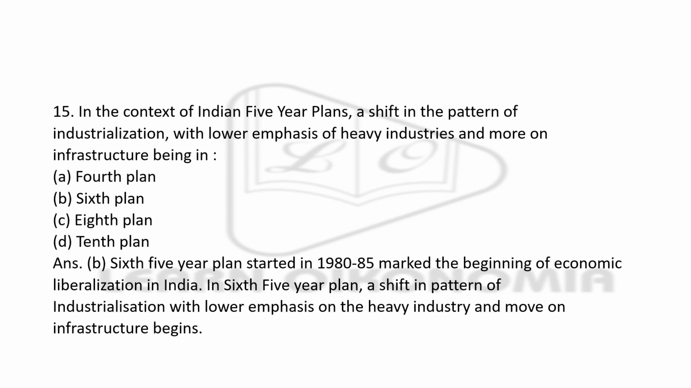4th plan, 6th plan, 8th plan, 10th plan. The right answer is the 6th plan. The 5-year plan which started from 1980 and lasted till 85 marked the beginning of economic liberalization in India. In the 6th plan, there was a shift in the pattern of industrialization by giving lower emphasis to heavy industry and moving on to infrastructural development.